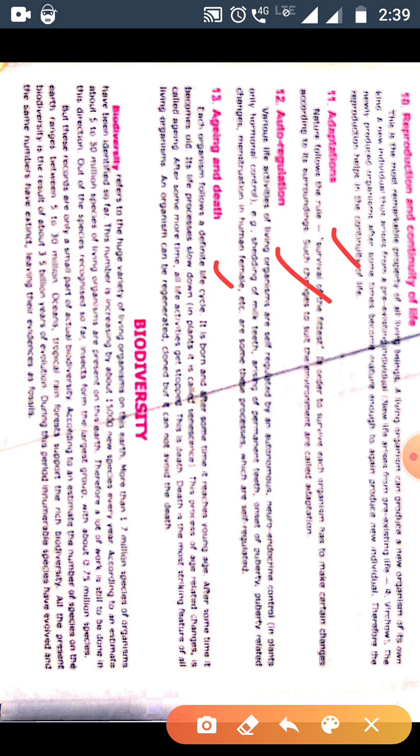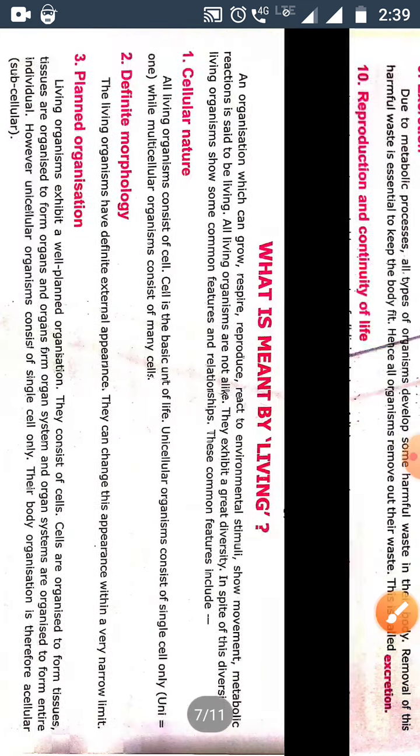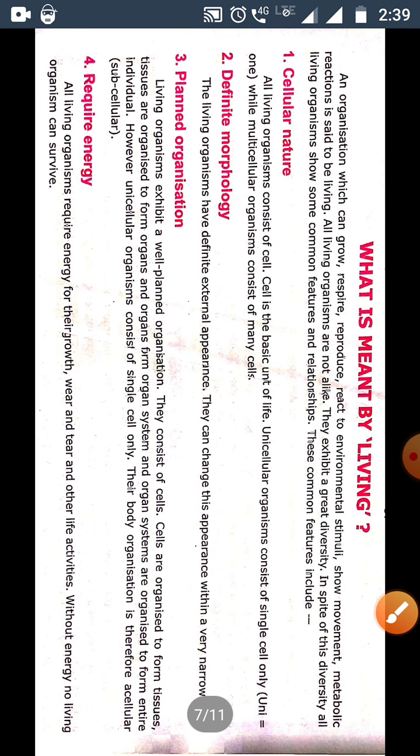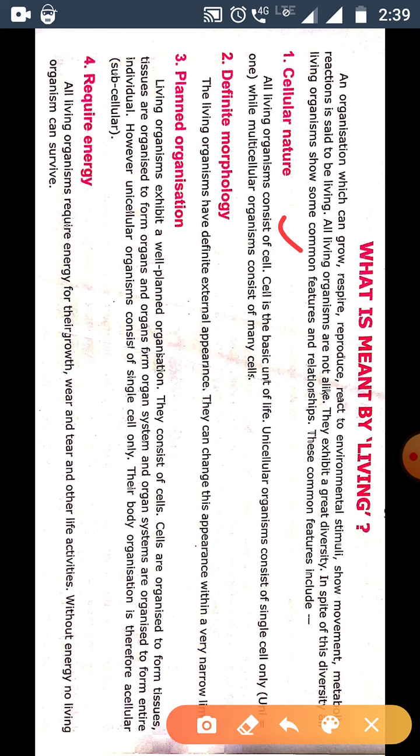What is the meaning of these points? We will discuss in short. Cellular nature. You know the cell is the basic structural and functional unit of the living beings. Already have been read in previous classes.